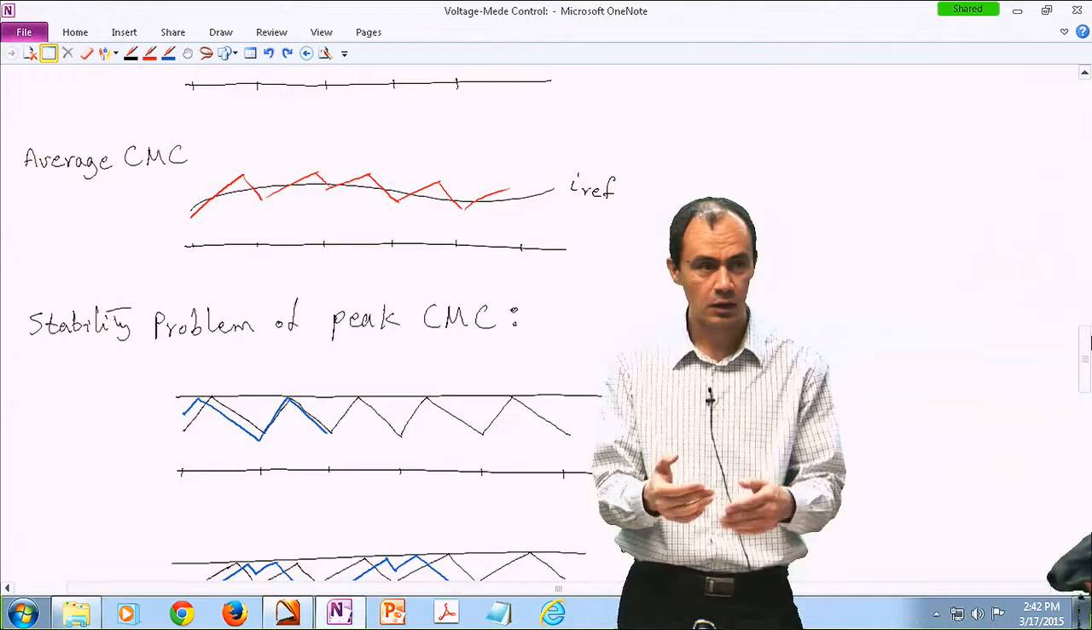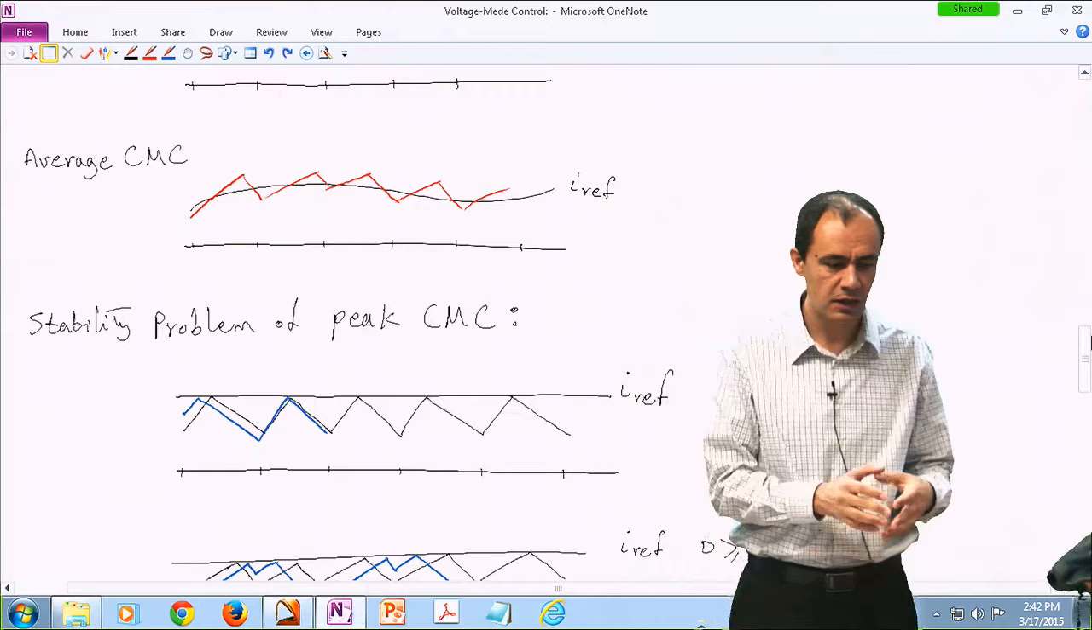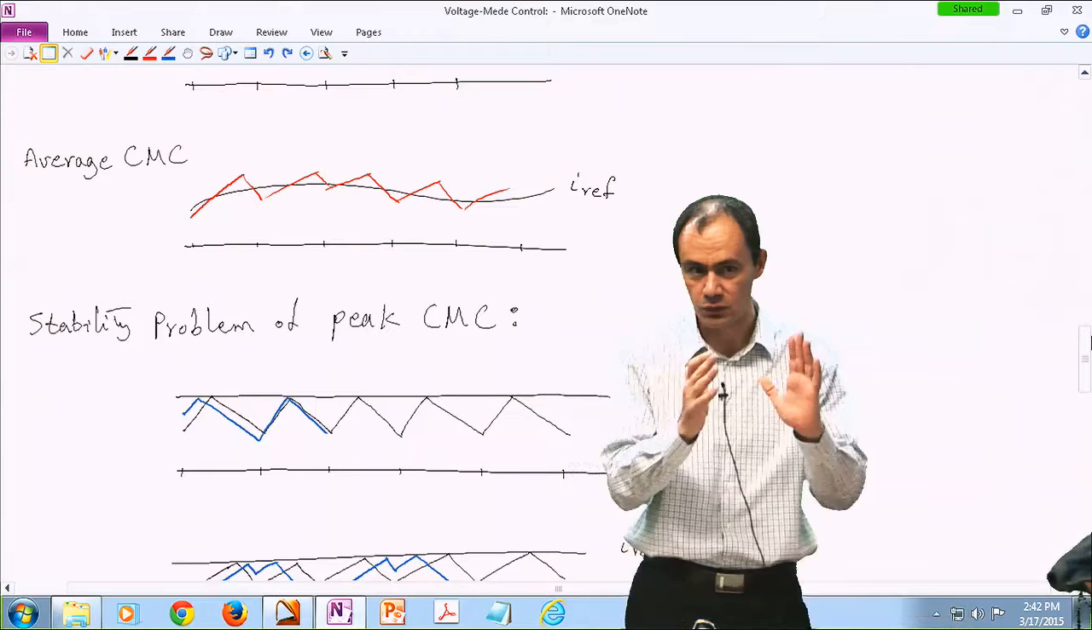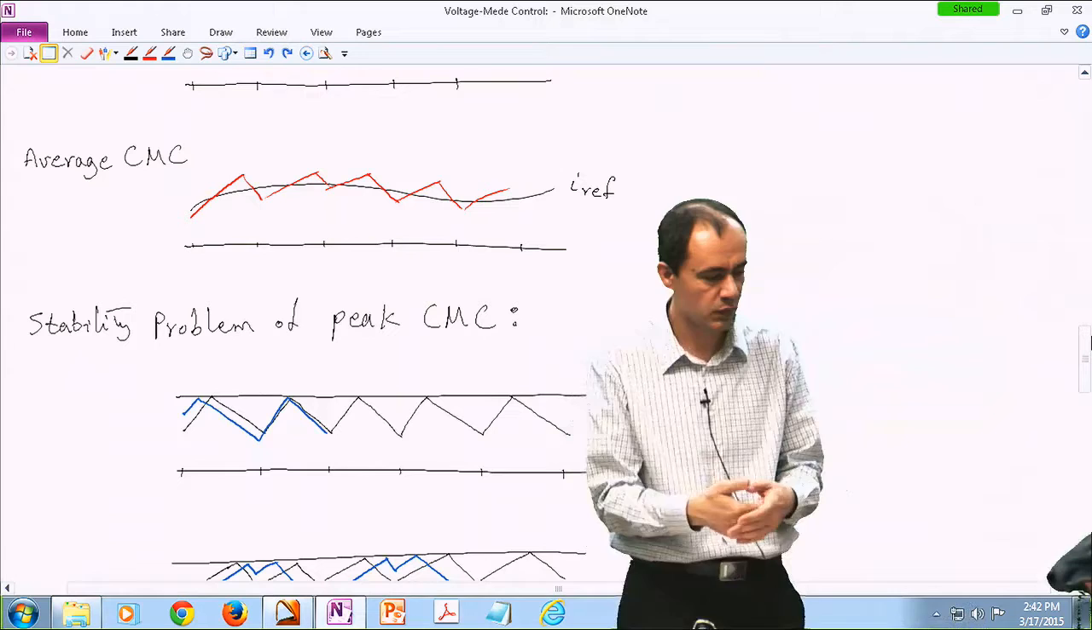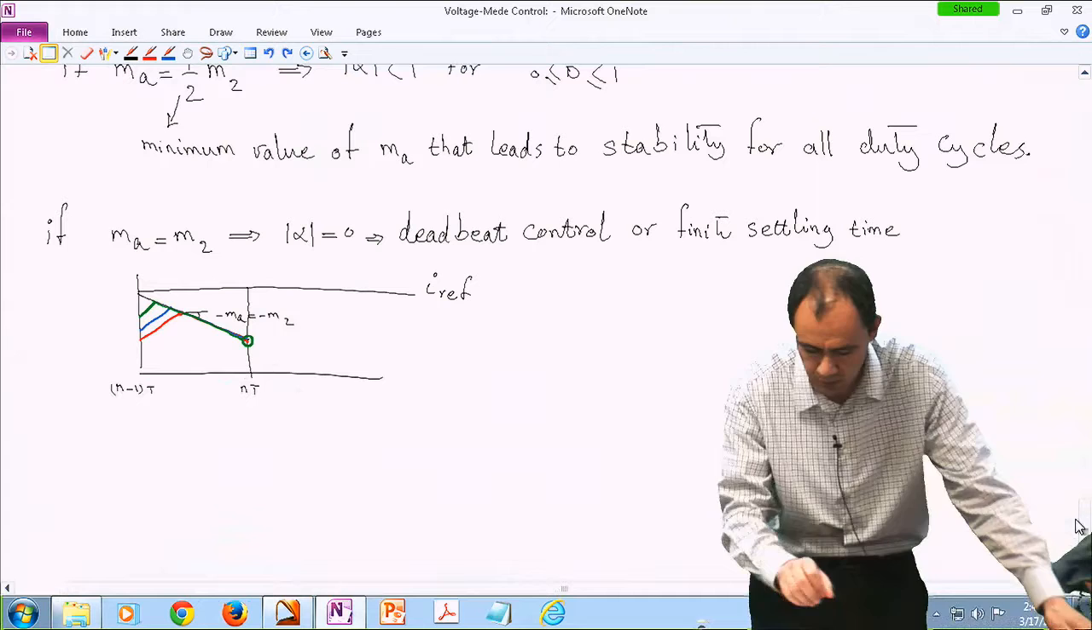At the end of the day, if you're a mathematician, obviously you're unhappy about this approximation. You want to have the absolutely correct solution. But if your objective is just to design a compensation network, then this approximation still works. That's why we are doing it this way, because we are not mathematicians, and we are happy with this approximation.